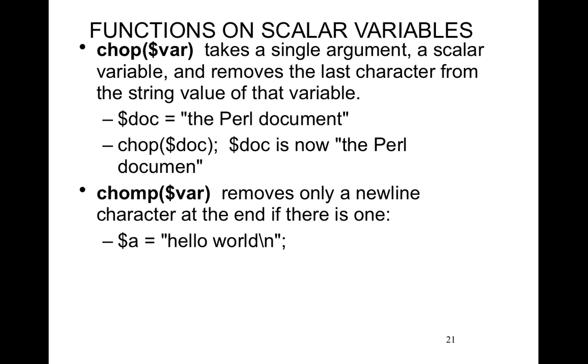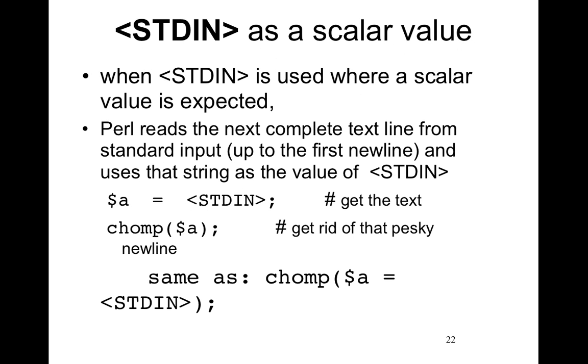value. So $doc would be equal to the Perl document. Well, it would remove the T at the end. So chop something off, which is actually very similar to Scheme. Scheme and Lisp actually have a chop and a chomp that remove characters, or remove the top like a stack, or remove the end like a queue. So it just takes a character off. So chop $doc removes the last T.